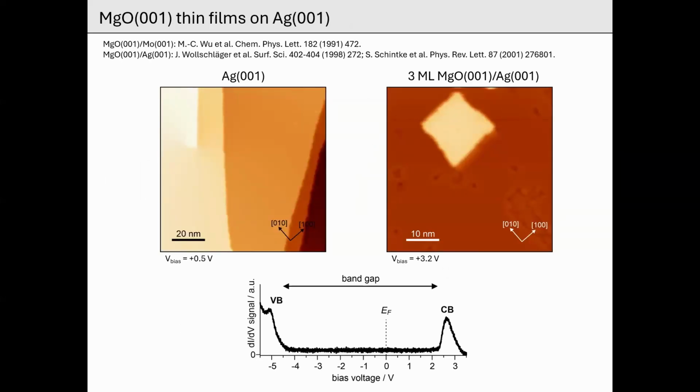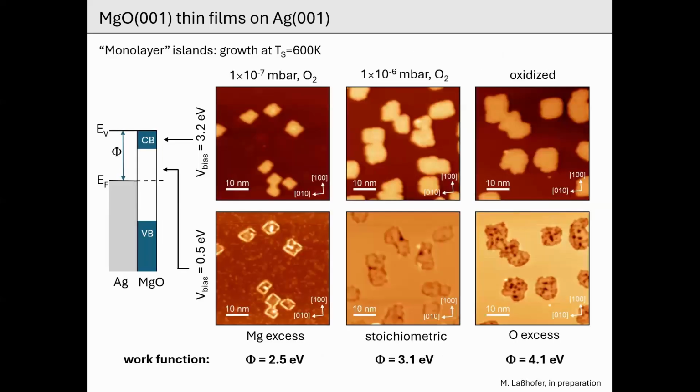And we have tried this with our substrate, magnesium oxide. A few words on the preparation. We typically grow 3 monolayers of magnesium oxide on silver 001. Magnesium oxide is an insulator. It has a huge band gap of roughly 7-8 eV, also as a thin film. The reason why this is so interesting for us is because we can tune the work function of the substrate without changing the surface chemistry. This is important.